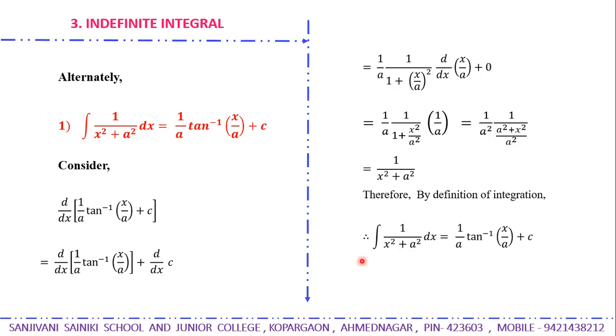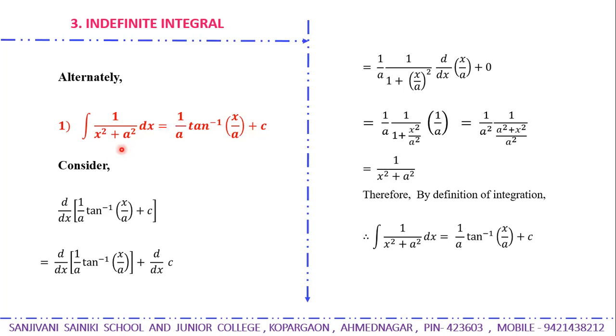You know better. What is the definition of integration? If d by dx of f of x is g of x, then we say that the integration of g of x is f of x. So integration is an antiderivative. Okay, so we want to prove that integration of this term is equal to this.